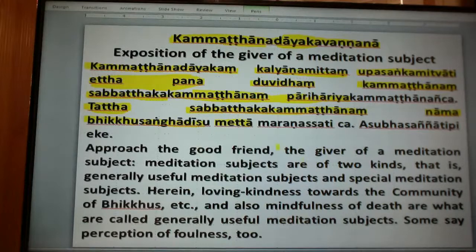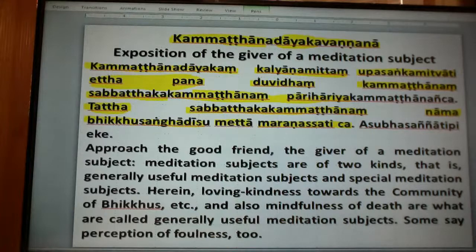One of the Sabbatthaka Kammatthana, and another one, Maranasati ca. Maranasati is a kind of mindfulness of death. So mindfulness of death means reflecting on the nature of death, isn't it? So these two, metta, loving kindness, and reflecting on the nature of death, these two kinds of meditation subjects we call Sabbatthaka Kammatthana.